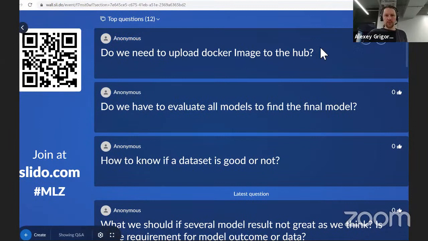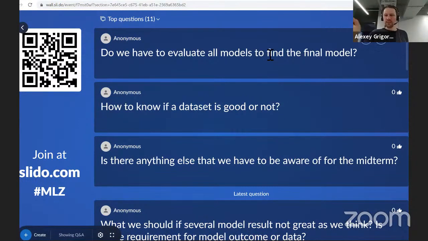Do you need to upload the Docker image to the hub? No, you do not. So building locally is fine.